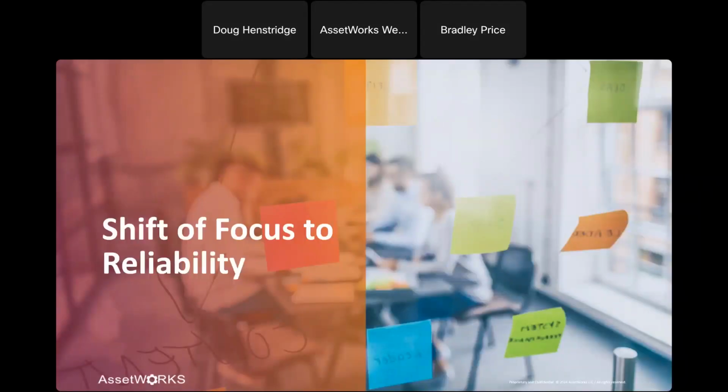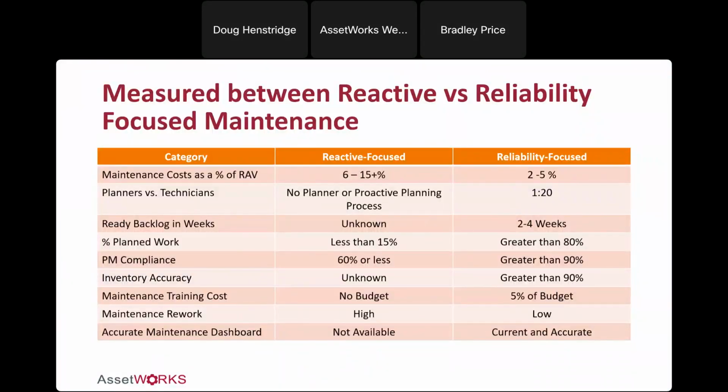So let's shift to the reactive piece and talk about reliability. There are a number of measures we want to look at, and this is obviously going to be a longer term thing, but when we look at a reactive focus versus what I'm going to call a reliability focused, or proactive focused, maintenance, we see things like the maintenance costs. When we talk about percent of RAV, that's replacement asset value, and I'm going to talk about that here in a moment.